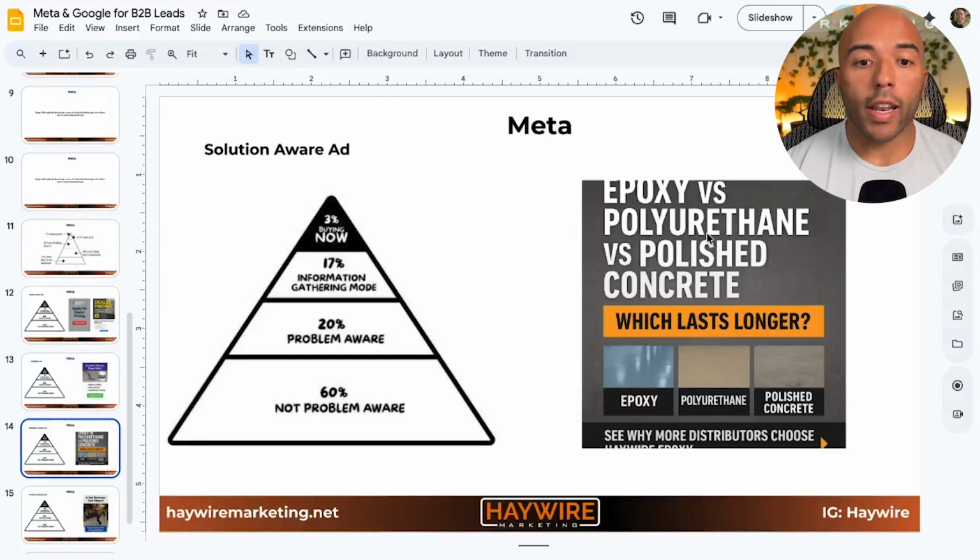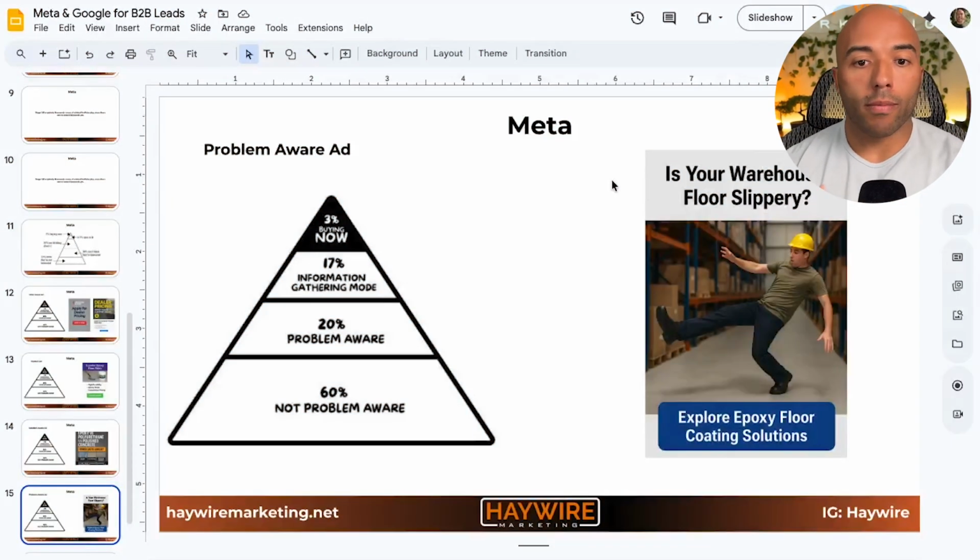So keep in mind, if we're running an ad like this, we're showing epoxy versus polyurethane and polished concrete, that ad also needs to explain this. Which one will last longer and why epoxy chooses us every single time. If we're just running an ad like this to a landing page where it's just a form and not answering this question, we will not get the type of result we are looking for. So everything has to be congruent, from the ad all the way down to the landing page and the messaging on that landing page. So lastly, we have problem aware.